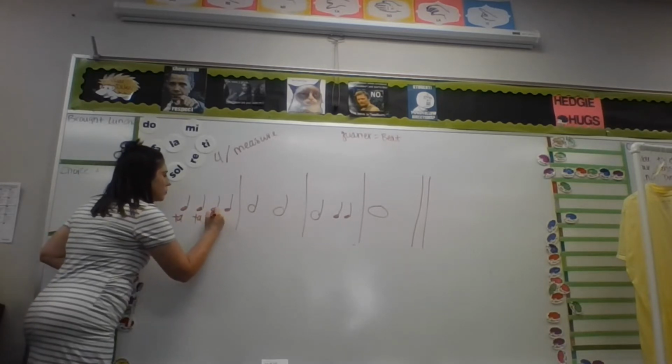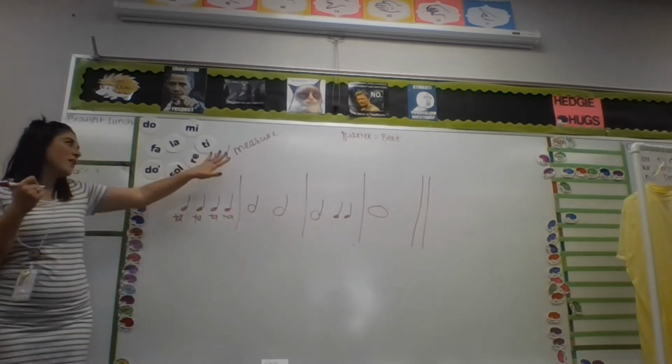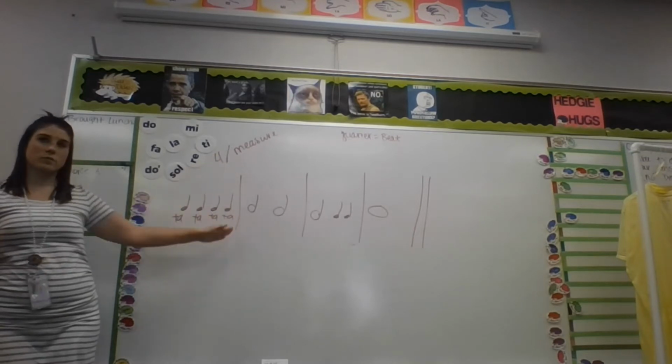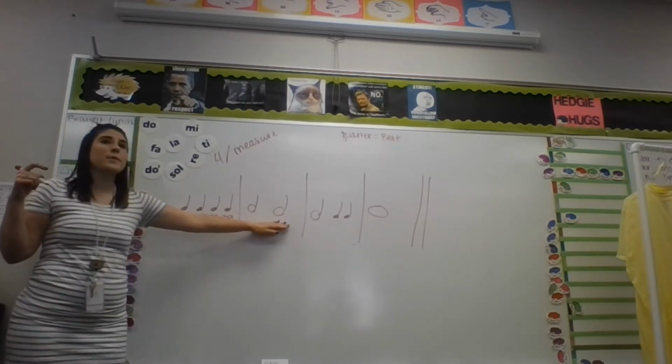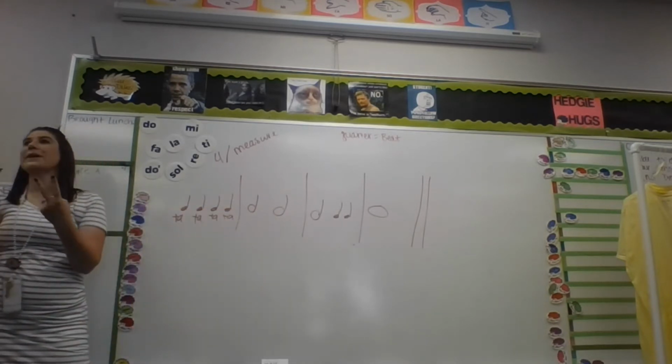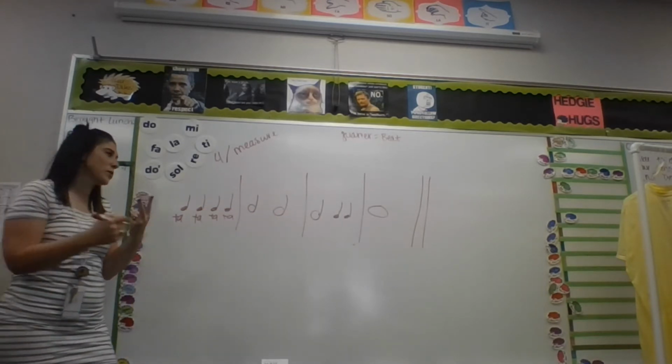Ta, ta, ta, ta. Okay? That's the end of the first measure. Here's the bar line. It's the end of that measure. Going on to measure 2. In measure 2, we have a half note. It's 2 beats. It gets 2 sounds. Ta, ah.